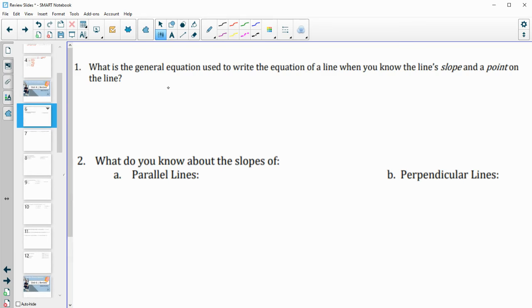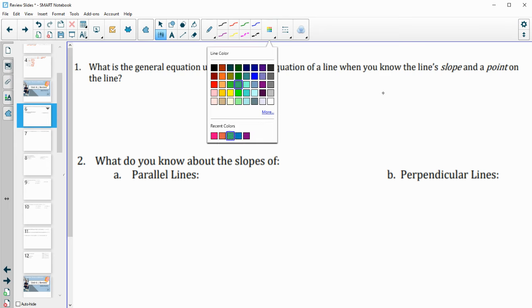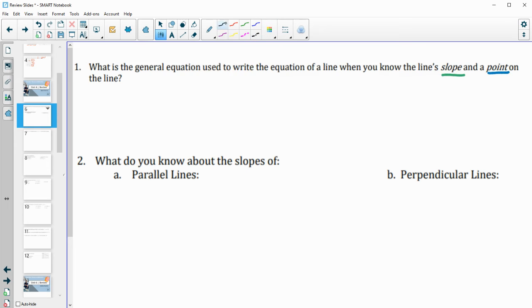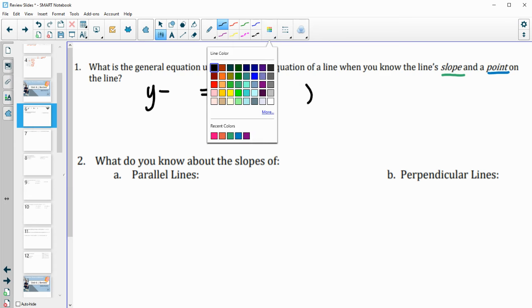So number 1 asks, what's the general equation used to write the equation of a line when you know the line's slope and just a random point on the line? So this is called point slope form. And point slope form, you do y minus the y coordinate of your point equals the slope times x minus the x coordinate of your point.